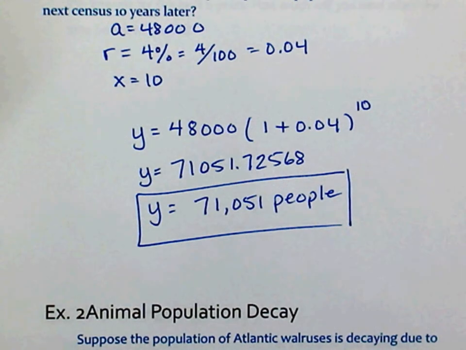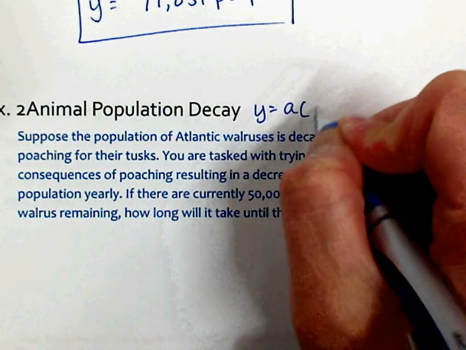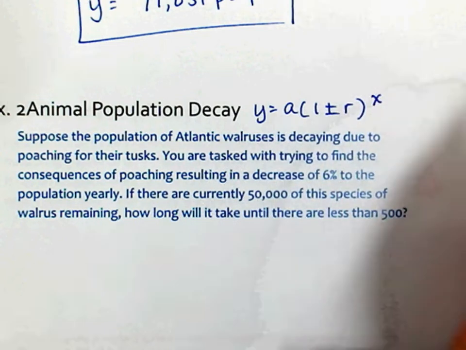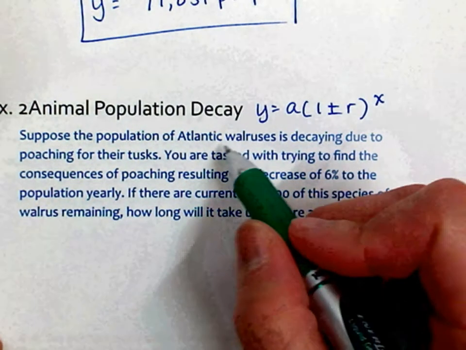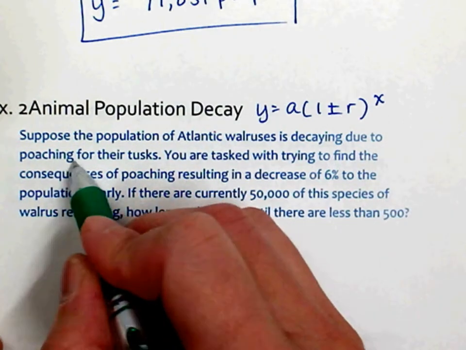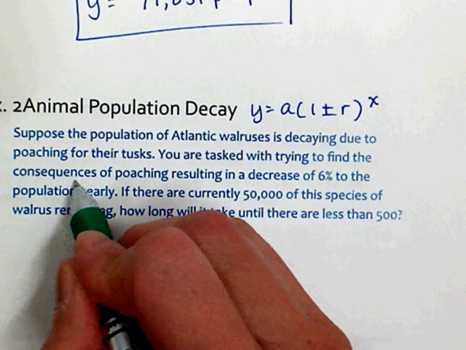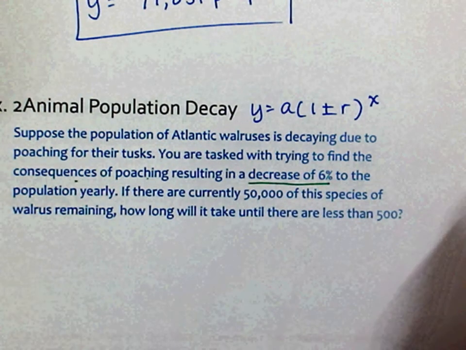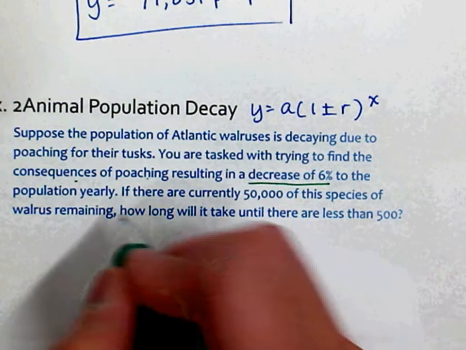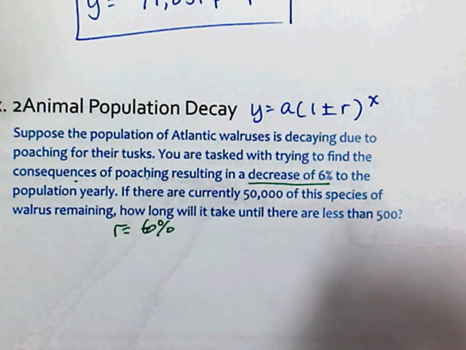Number 2, animal population decay. Remember, I am using the same formula every single time, okay? Suppose the population of Atlantic walruses is decaying due to poaching for their tusk. You are tasked with trying to find the consequences of poaching, resulting in decrease of 6% to the population. So your R is 6%, okay? You can write negative if you like.